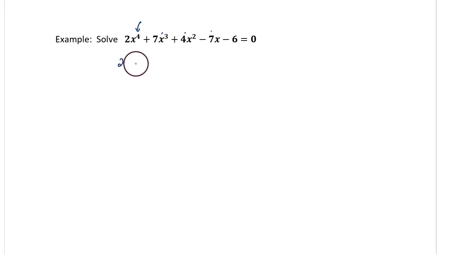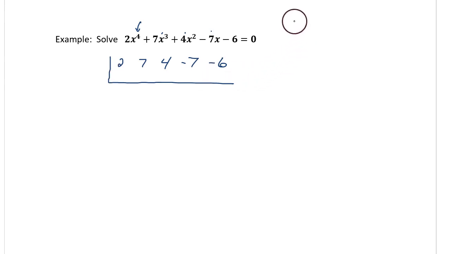Write out the coefficients, 2, 7, 4, -7, -6, and make the bracket. Now let's try a number. But what are the possibilities? We have plus or minus 1, plus or minus 2, plus or minus 3, plus or minus 6, all over plus or minus 1 and plus or minus 2. I'm getting this list of possibilities by looking at the constant and looking at the leading coefficient. Now within this list, it generates a lot of possibilities. One of them is a 1.